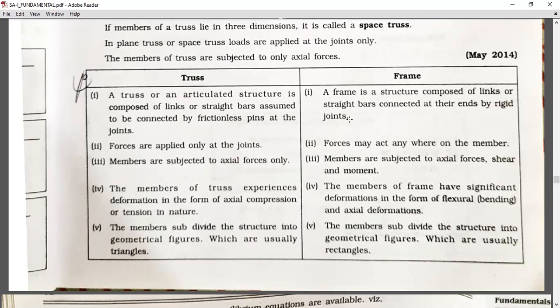In case of truss, the members experience deformation in the form of axial compression or tension. In frame, they have significant deformation in the form of flexural and axial deformation. In truss, the members subdivide the structure into geometrical figures which are usually triangles. In the case of frame, the members subdivide the structure into geometrical figures which are usually rectangles.